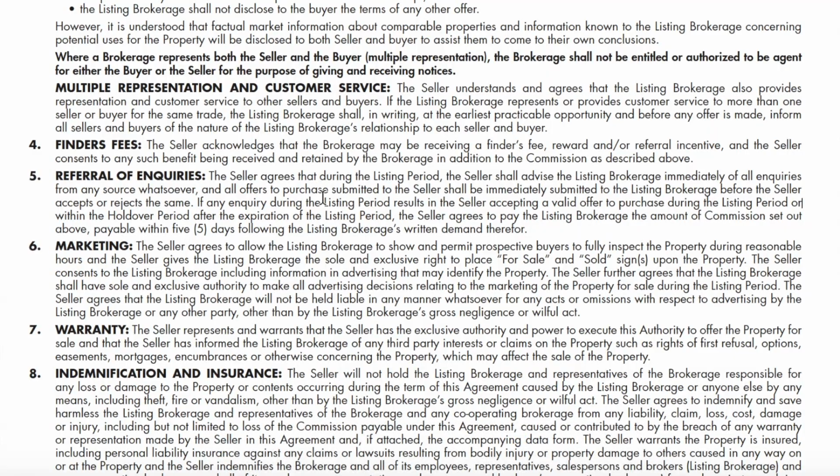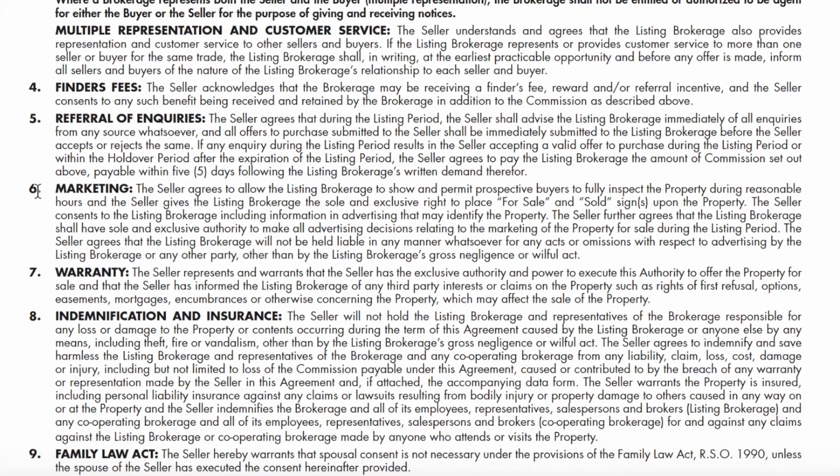6, marketing. The seller agrees to allow us to market the property and allow potential buyers to view the property during reasonable hours. Very normal stuff, and it also states that while we are advertising and marketing, it will identify the property, meaning the address and location will be advertised for people to see and know where it is. Basically, they are putting us in charge of marketing, essentially what they hired us for.